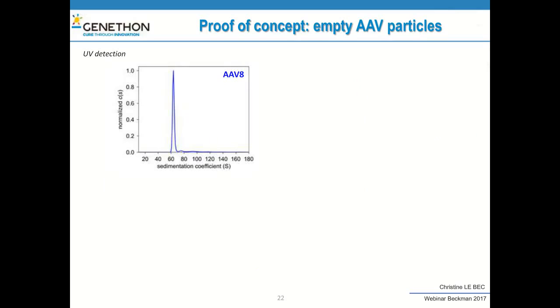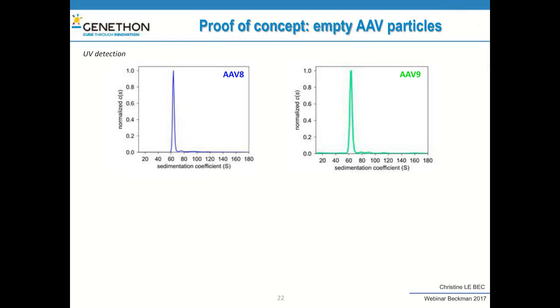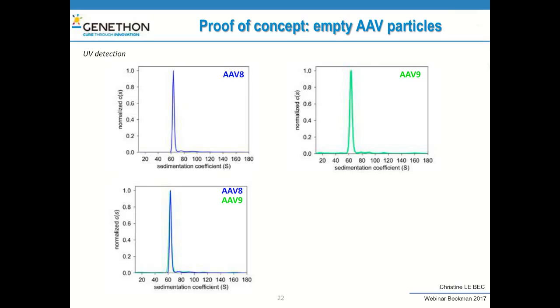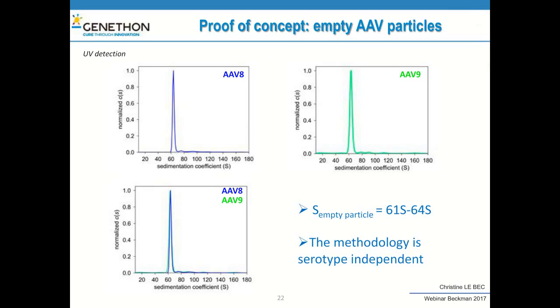After that, we run and analyze the empty particles. In blue on the left panel, these are the AAV8 empty particles. We have a nice peak at 60. On the right panel in green, these are the AAV9 empty particles. We also have one single peak, around 60. When we overlay them, we can see a very nice overlay of the AAV8 and AAV9, meaning that the S value of the particle is around 61 to 64 S. The methodology, the AUC, is serotype independent.